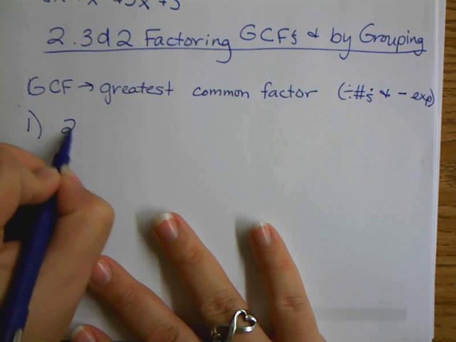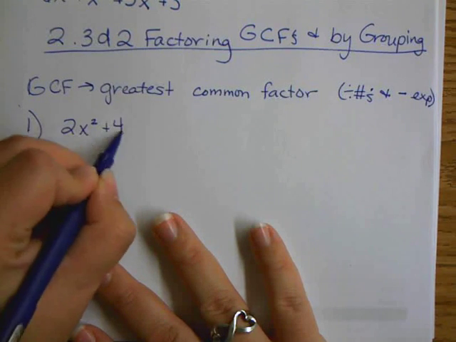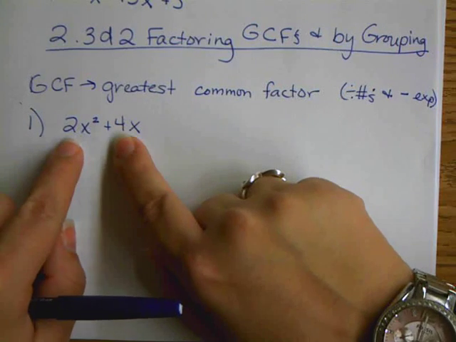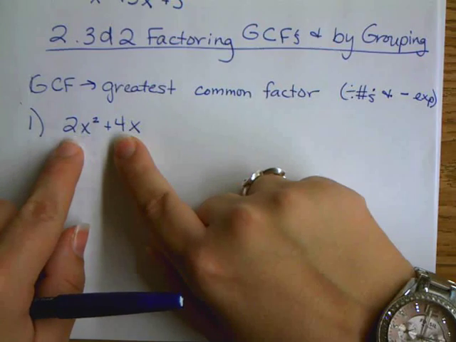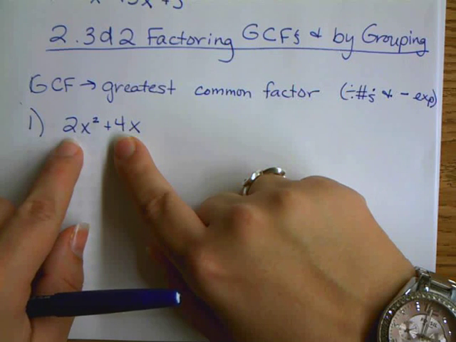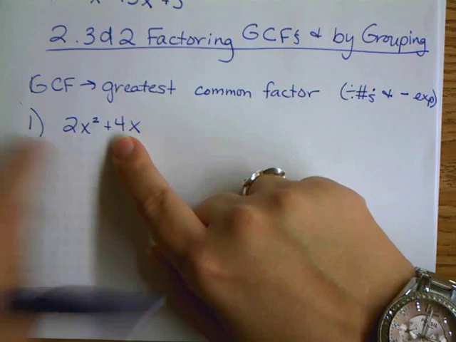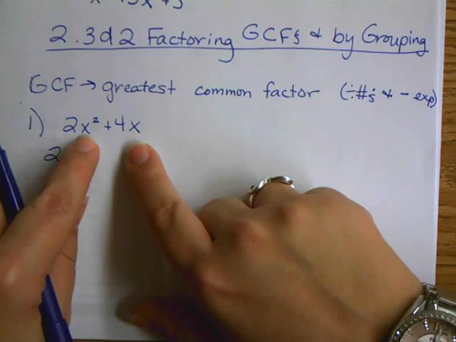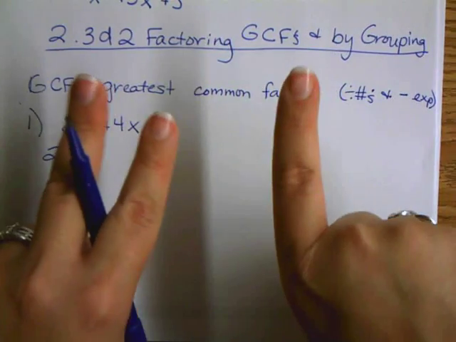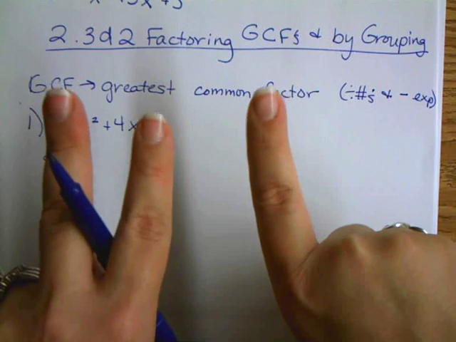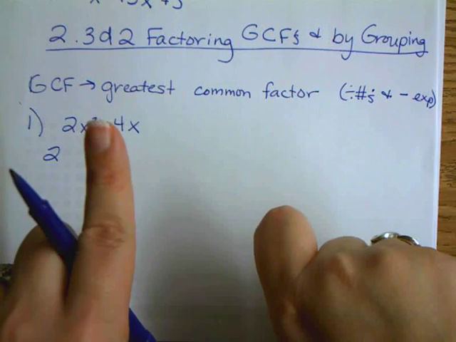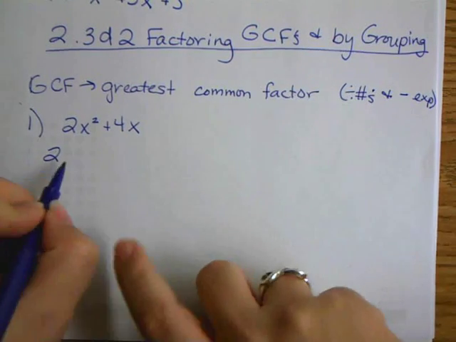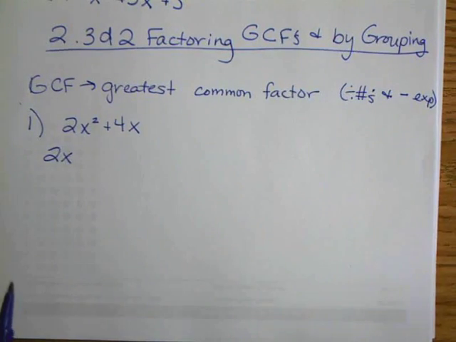So for example, 2x squared plus 4x. I need to look at 2 and 4. What's the greatest number that divides evenly into a 2 and a 4? And that answer is 2. And how many x's go into 2 x's and 1 x? How many could I take out of each pile? And that's 1. So it leaves me with 1 here and none here. So I can take a 1x out.